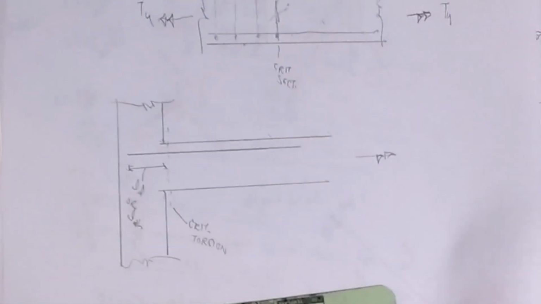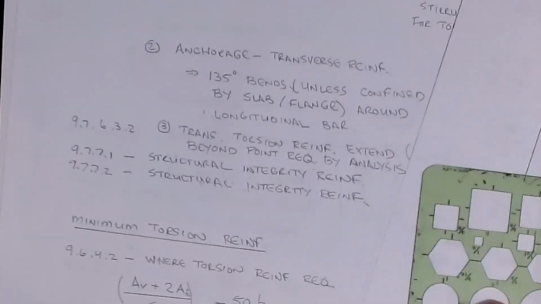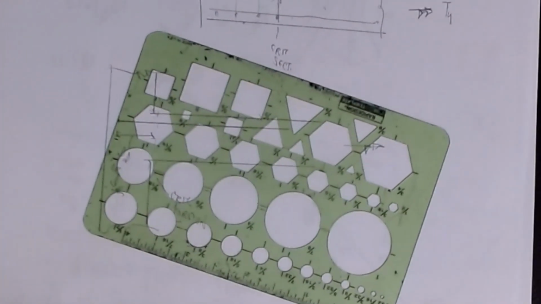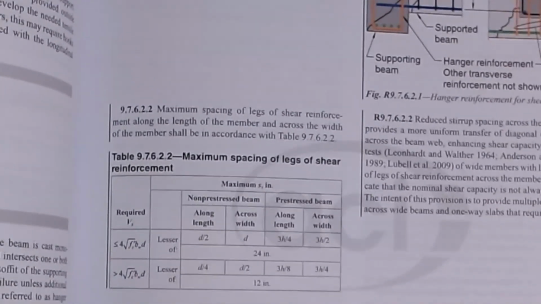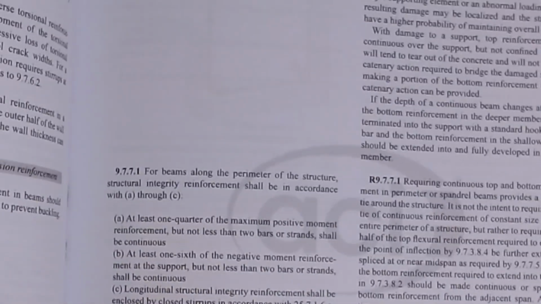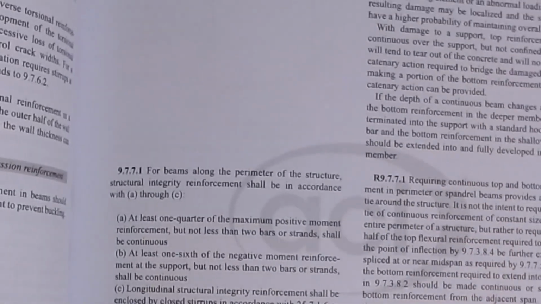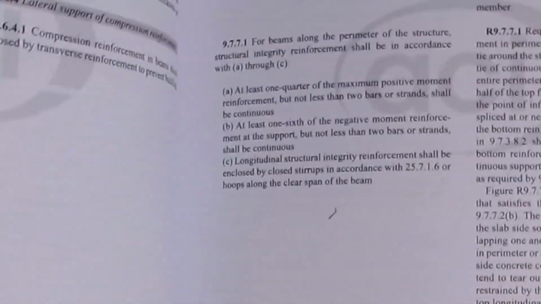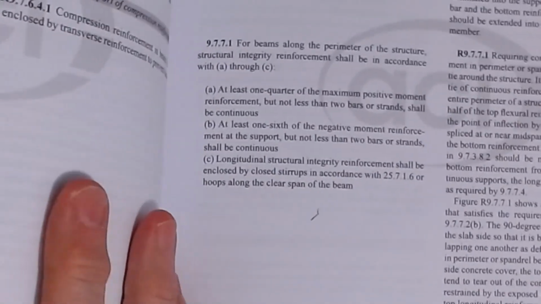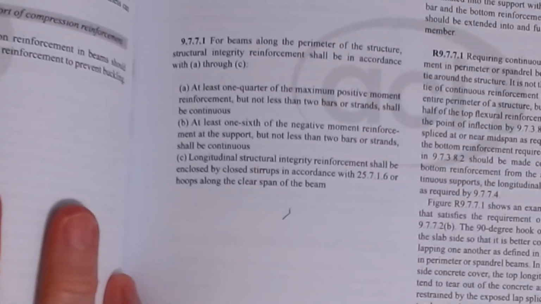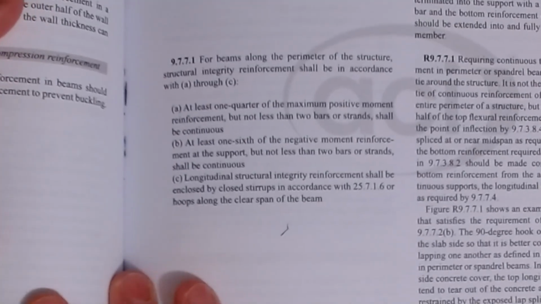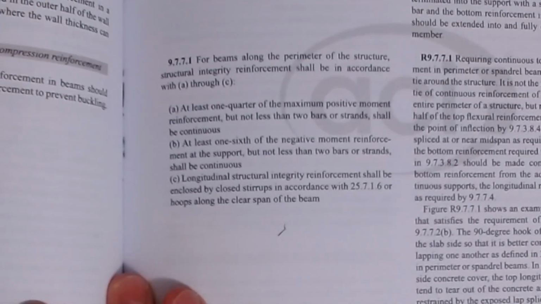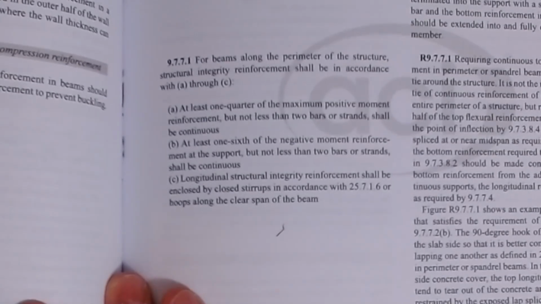The other one that shows up is what we call the structural integrity requirements, and you'll find those in 9.7.7.1. This is the one that's kind of the gotcha in a lot of detailing. We haven't talked about this one a lot. Structural integrity, instead of being reinforcement that provides strength for a single member, is reinforcement that connects one member to another.